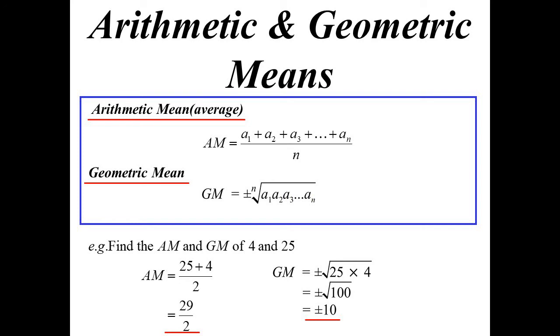What we've actually worked out is, if we had to place a number in the middle of 4 and 25 to make this pattern, in the first case arithmetic, in the second case geometric, what would the number be? So if it's arithmetic, then 29 on 2 would go in the middle, the arithmetic mean. If it's geometric, 10 or negative 10 would go in the middle. That's why it's plus or minus, because we don't know whether that ratio is going to be a positive number or a negative number. Let's try this one.